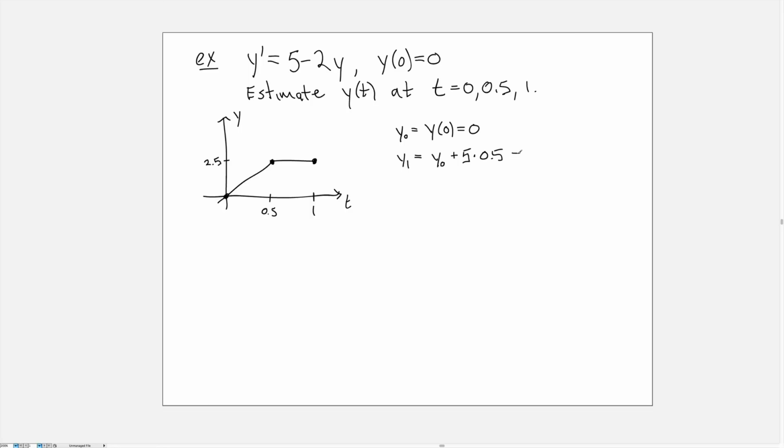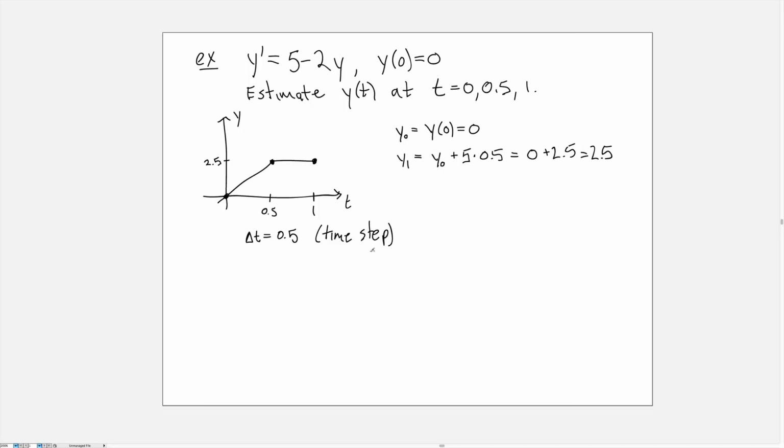And so this gave us 0 plus 2.5, and that's 2.5. So that gave us our first estimate. Let's put this into a slightly more general notation. Let's say we're going to call 0.5 our delta t. We call this a time step. So our time step delta t in this particular example was 0.5.